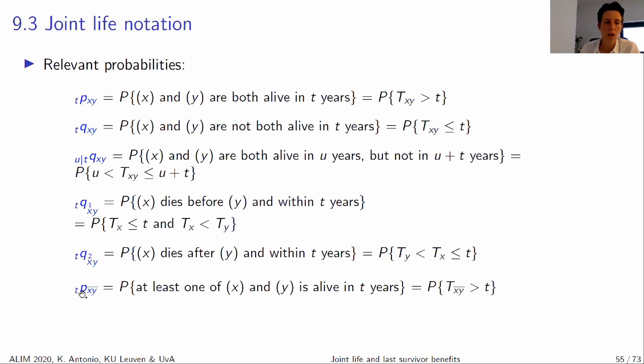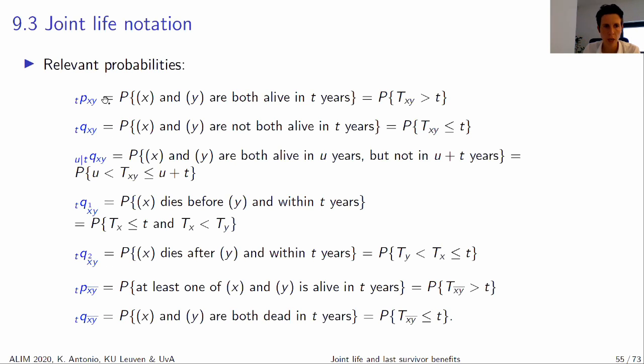It's another probability. And then a probability referring to the last survivor status is tpxy bar. So think again of this xy bar status. That's the last survivor status, and that should hold for another t years. It means at least one of them should be alive in t years from now. So the last survivor status should be active in t years from now. And so on and so forth, right? So you'll see that you can look at a lot of different possible scenarios here.